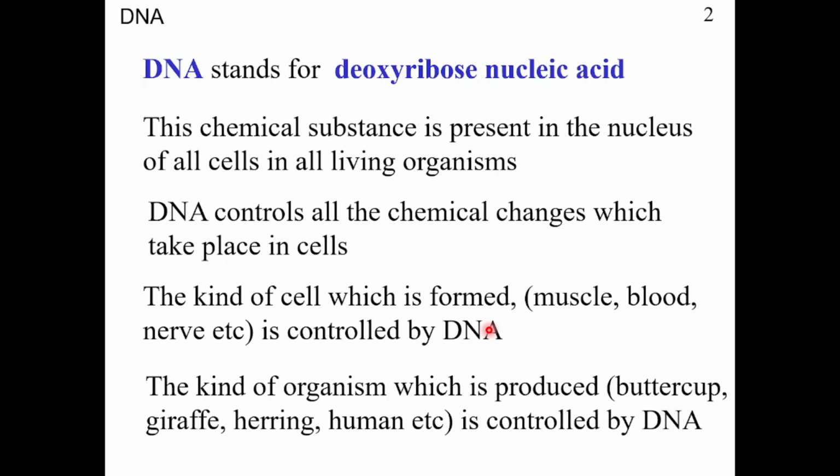The kind of organism which is produced is controlled by DNA. Any kind of organism must contain DNA. Without DNA, nothing is possible. Every cell contains a nucleus and the nucleus contains genetic material.